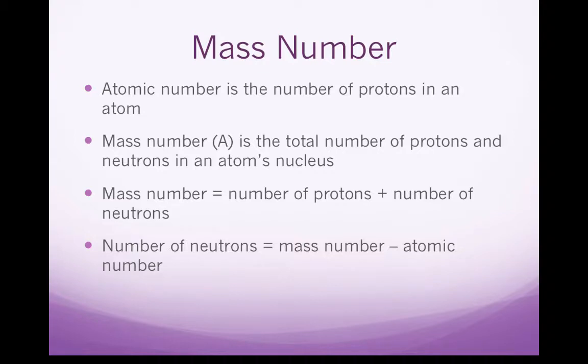Okay, let's talk about the mass number. So the atomic number is the number of protons in an atom, but the mass number is the total number of protons and neutrons in an atom's nucleus. The mass number is equal to the number of protons plus the number of neutrons. And the number of neutrons then is equal to the mass number minus the atomic number, because remember the atomic number is equal to the number of protons in an element.